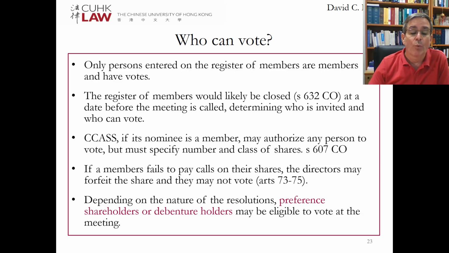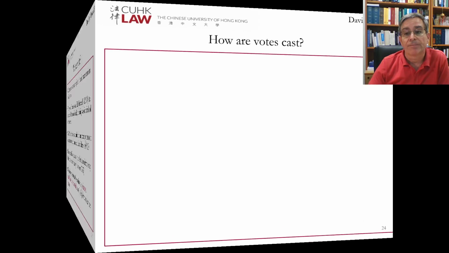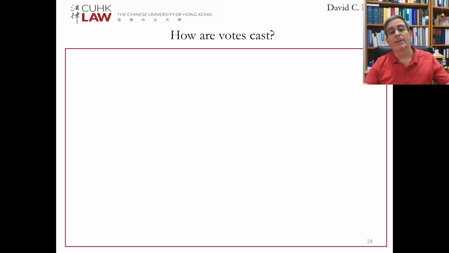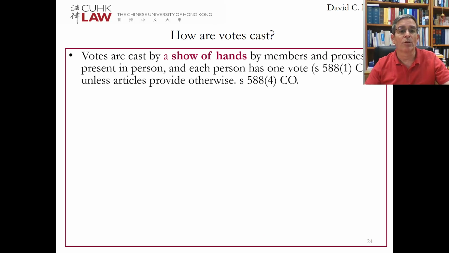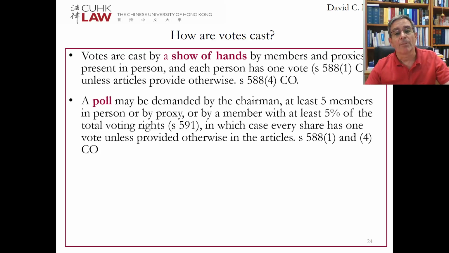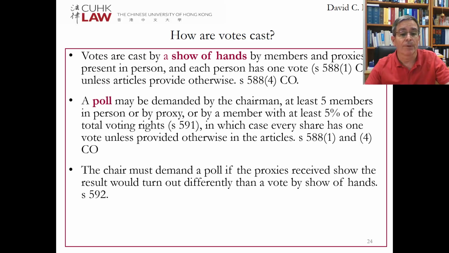Classes of shares will always determine the voting rights. So, as I said, votes are going to be cast by a show of hand or in a poll, right? So show of hand is every member, one vote. And a poll will be according to the shares owned, and that will be specified in the class of shares, how many votes or whether it's even one vote per share. Okay? The chair must demand a poll at the meeting if proxies received show that the show of hands would result in a different decision than the poll.